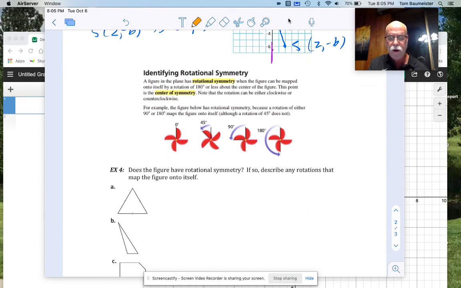For example, the figure below has rotational symmetry because a rotation of either 90 degrees or 180 degrees maps the figure onto itself. So kind of look where they have that little line right there. They're kind of showing you what they're doing. So 90 and 180 degrees will map it onto itself. And then they're showing you that a 45-degree rotation does not.